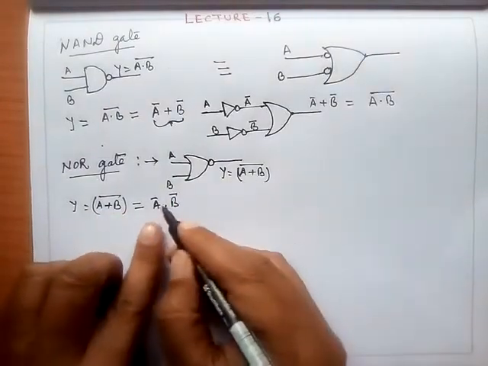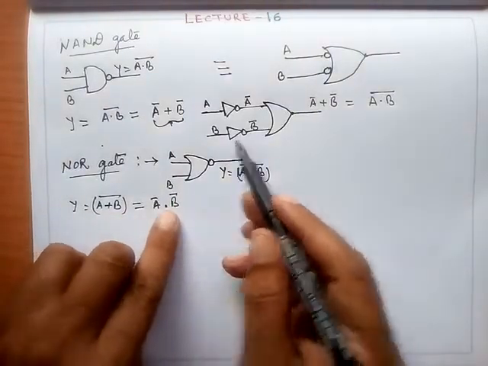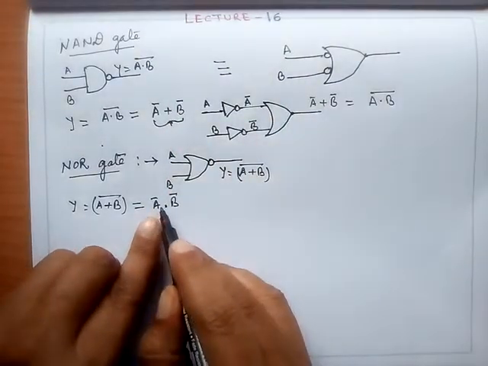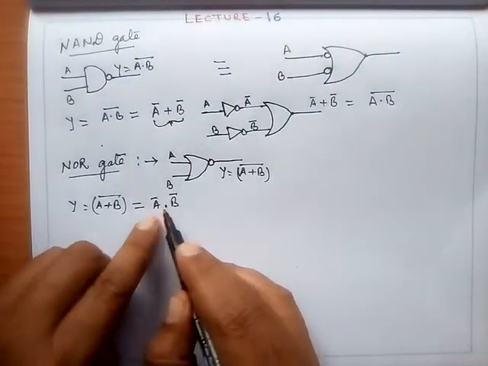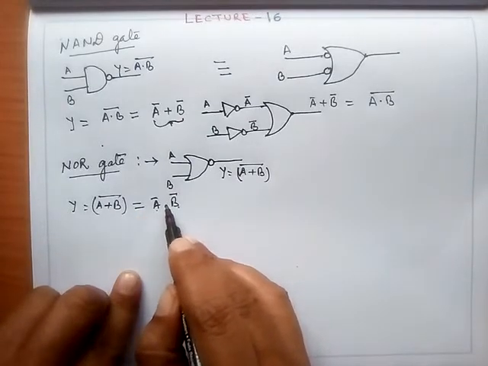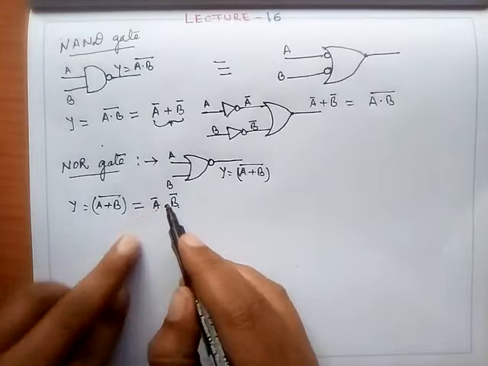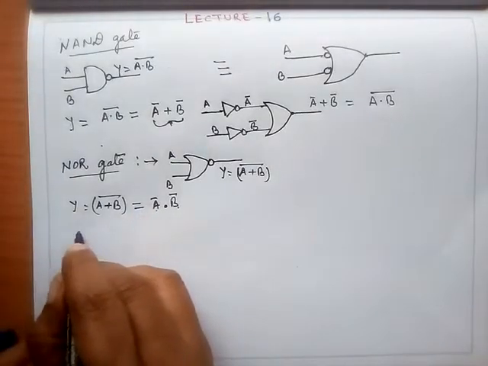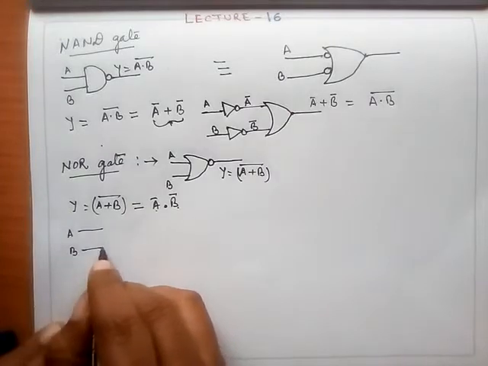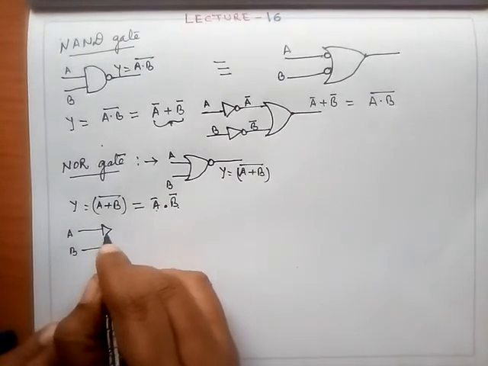Now if I want to realize this with the help of basic gates, AND, OR and NOT gates, so see, this is A bar, this is B bar, means this is a NOT operation, this is a NOT operation, and here it is an AND operation. So I am interested in A bar, means again if I have an input A here and an input B here, for A bar I need a NOT gate.